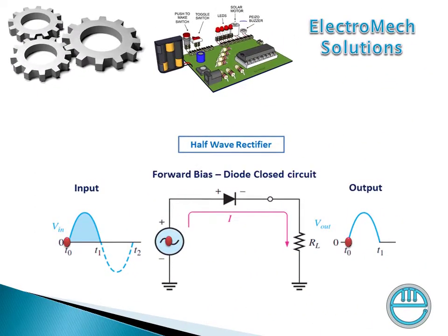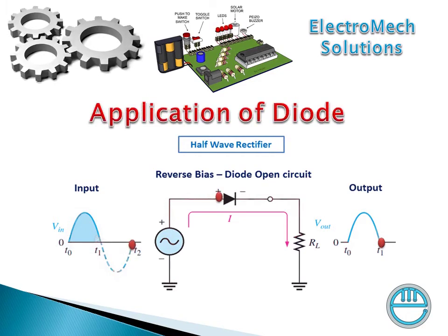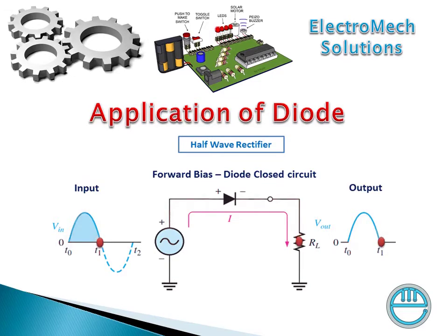Application of diode: half wave rectifier. When you give the input of AC voltage, during the first half cycle the diode is forward biased, a closed circuit, and you can see the flow of current. You will get the output as DC, and in the remaining half cycle you will not get any output.